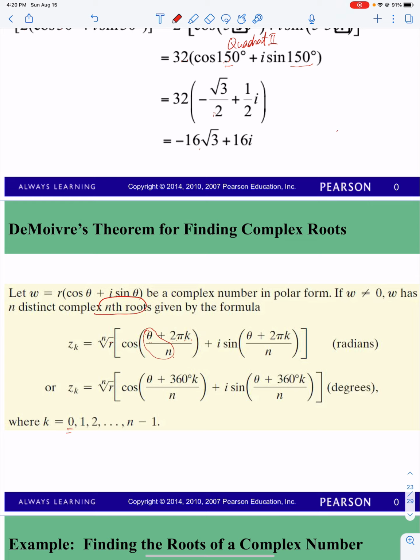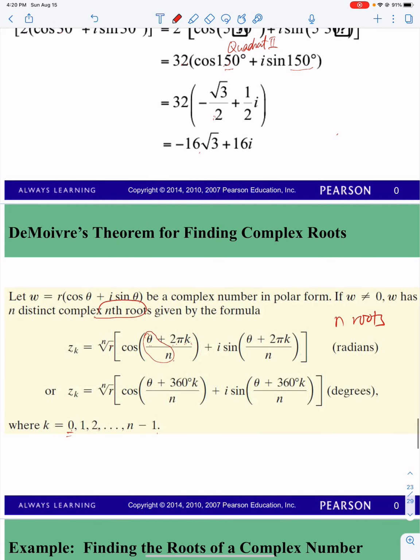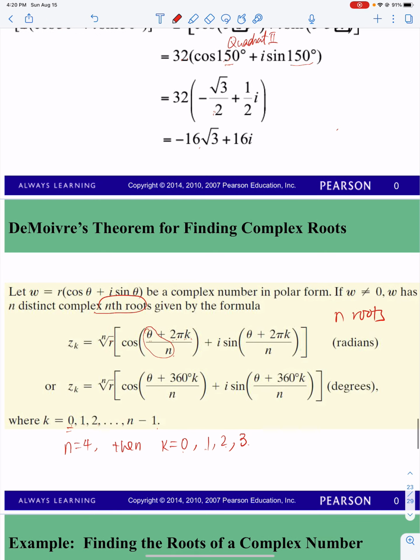Because you have how many roots? n roots. So you have to have n values for k. So what will you have? 0, 1, 2, until n minus 1. If n equals 4, find the fourth root. What will k be? k will be equal to 0, 1, 2, and what? 3 is the last one because you have 4 different values here. This is very, very important. Do not forget the values, okay?